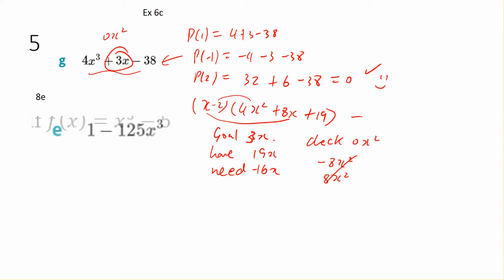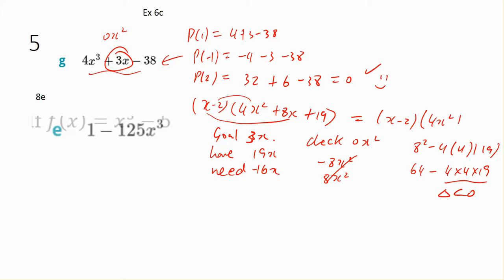Now, can I factorize this further? Let's check the quadratic. I generally like to check the discriminant because it tells me whether it's factorizable to begin with. So b squared, which is 8 squared, minus 4ac. I can see that 64 is not going to be greater than 4 times 4 times 19. That's a bigger number than 64, so the discriminant is going to be less than 0. So you just leave the quadratic alone because you can't factorize it.